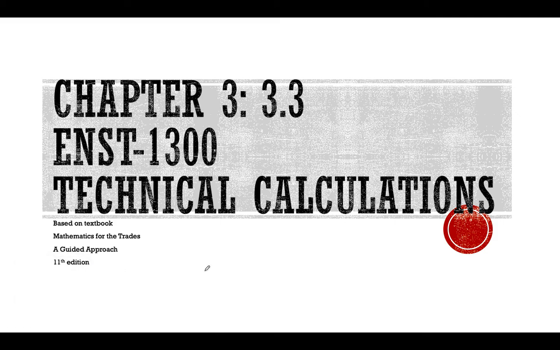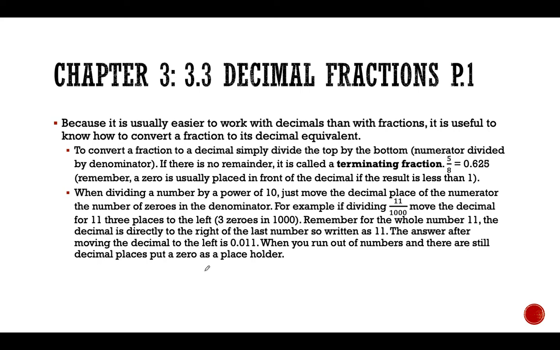Chapter 3, Section 3.3, we're going to be discussing decimal fractions. It is usually easier to work with decimals than with fractions, so it's useful to know how to convert a fraction to a decimal. To convert a fraction to a decimal, just divide the top by the bottom, which is the numerator divided by the denominator.